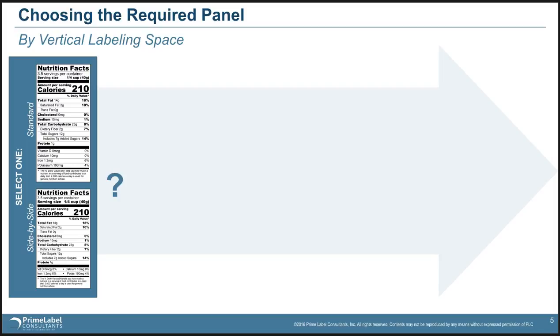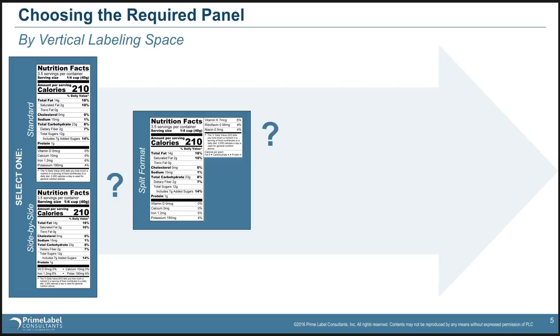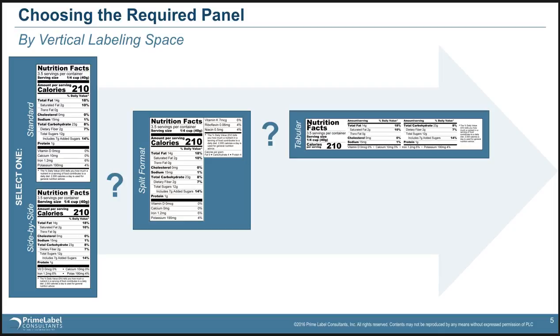But you can't just pick any panel out of the group. You must first calculate the available vertical labeling space and see if the standard vertical format above or side-by-side vitamin format just below it will fit on your package. If it does, you must use that format. You cannot use a different panel just to make room for ad copy or other label elements. But if neither of those fit, you might try for a split panel format instead. Once again, if this one doesn't fit, go ahead and use the tabular format.